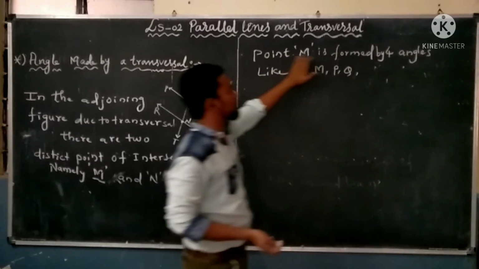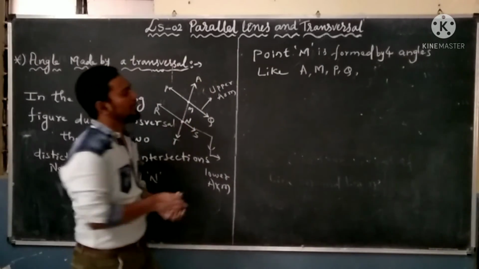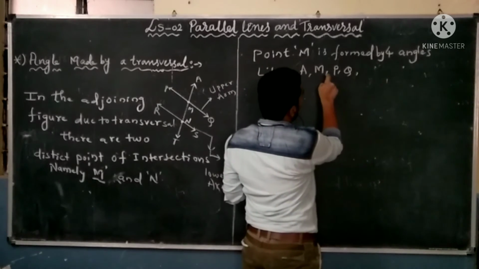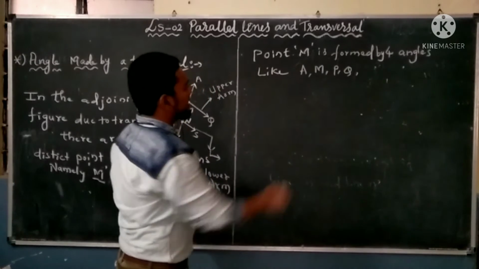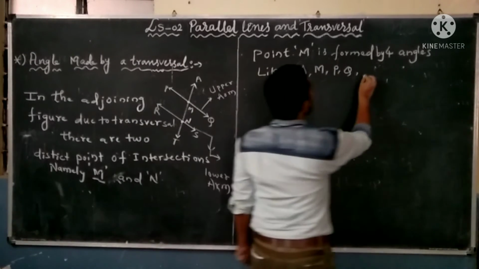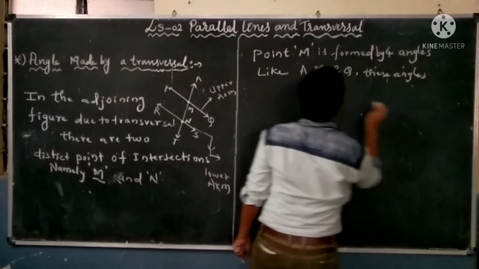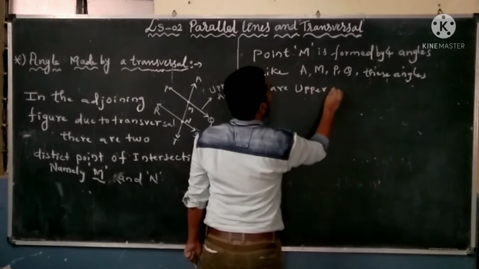This point M is formed by 4 angles. This is considered as upper arm. These are angles A, M, P, Q. These angles are upper arm.